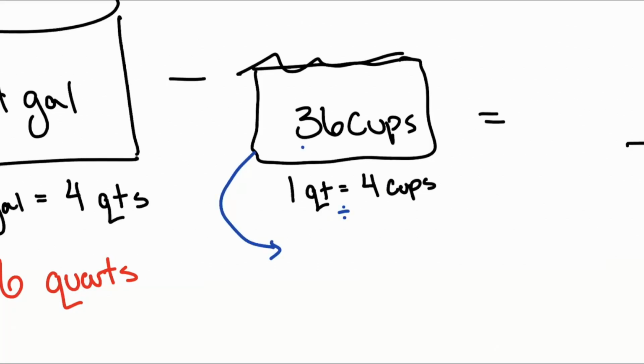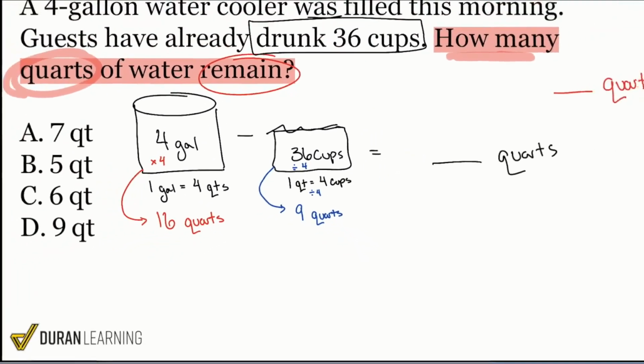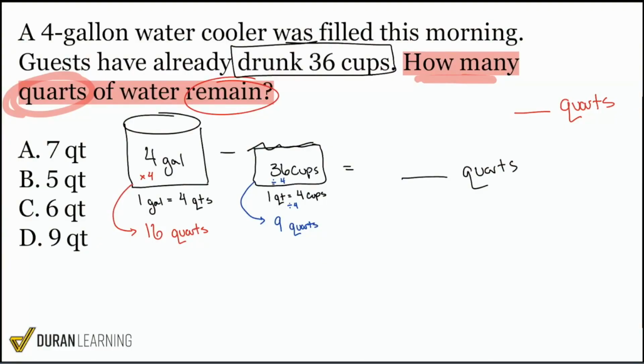So everybody, 36 divided by 4 is going to give us what? That's going to give us 9, exactly. 4 goes into 36 9 times. So we have 9 quarts. So let me zoom back out so I can re-engage with the problem and check this out. We now have 16 quarts. That represents the 4 gallons. It's the same thing, just a different unit.